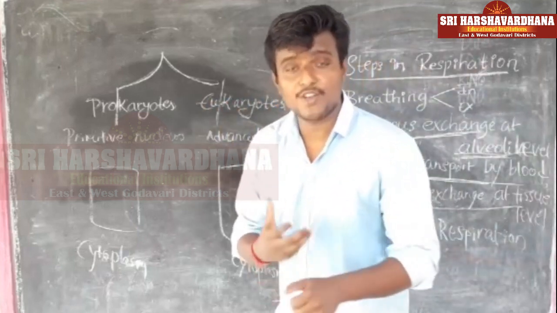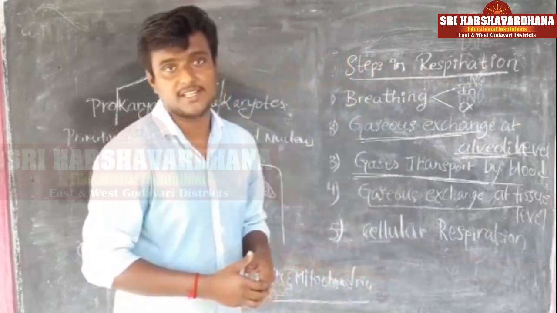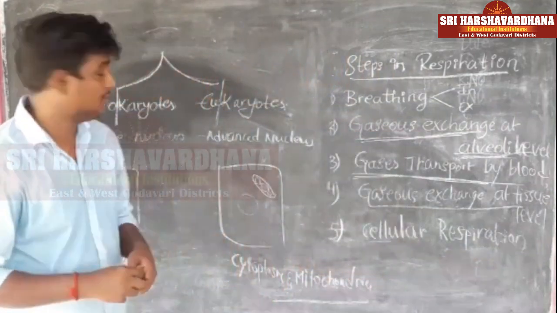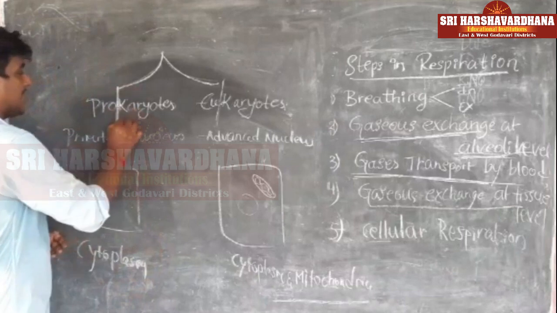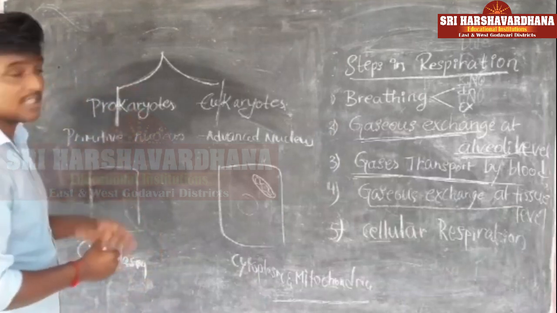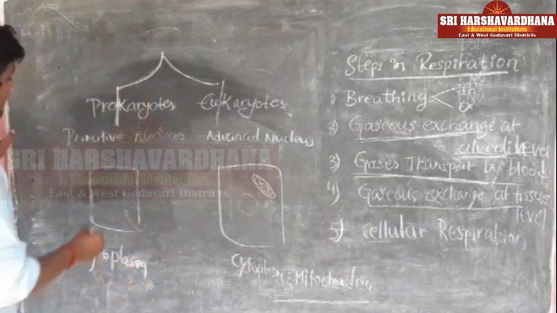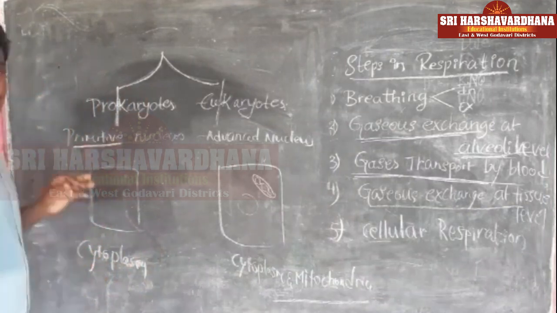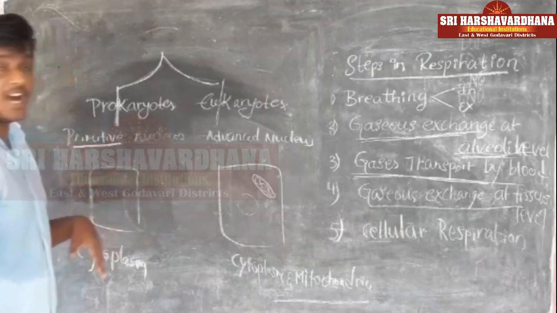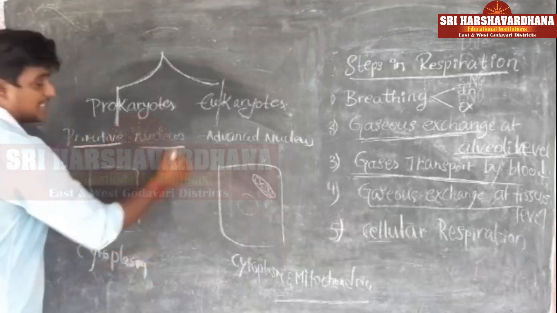About prokaryotes and eukaryotes, we already learned in our previous classes. Once again I will explain. In the name prokaryote there are two words: pro and karyote. Pro means primitive. Pro means nothing but primitive. Karyote means nucleus.